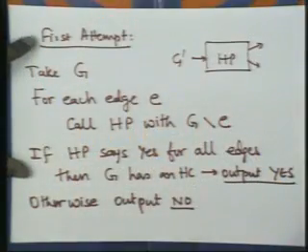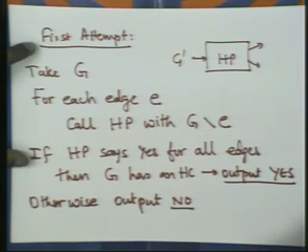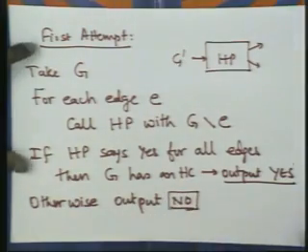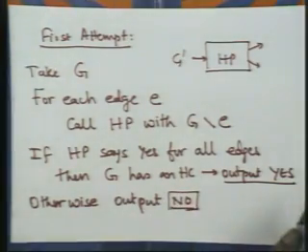It means that whenever you output yes, the graph better have a Hamiltonian cycle, and whenever you output no, the graph should not have a Hamiltonian cycle. Let's take both of these in turn and see whether we can prove this. Let's take no first, because that's easier.